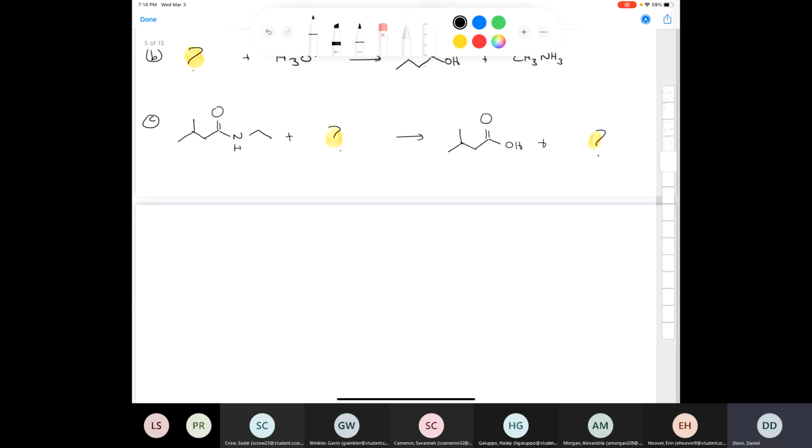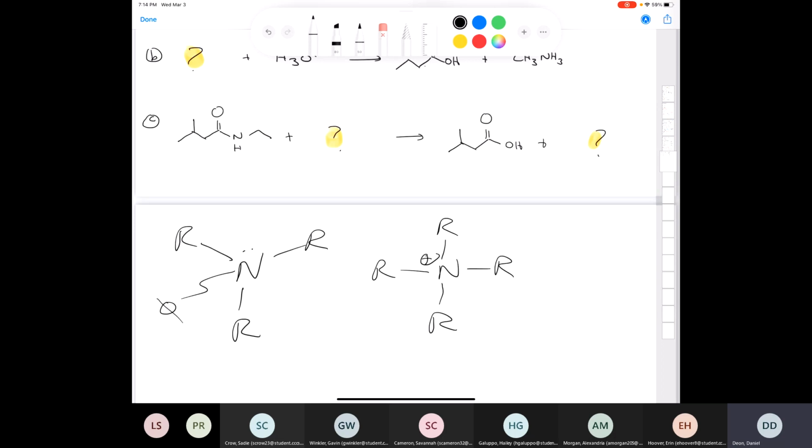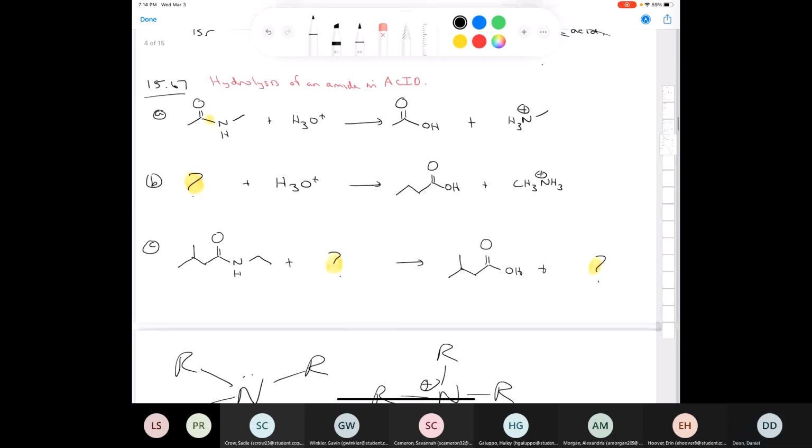Remember that nitrogen normally has 3 bonds and 1 lone pair. Then the nitrogen has a charge of 0. When nitrogen has 4 bonds and no lone pairs, it has a charge of +1. All right.